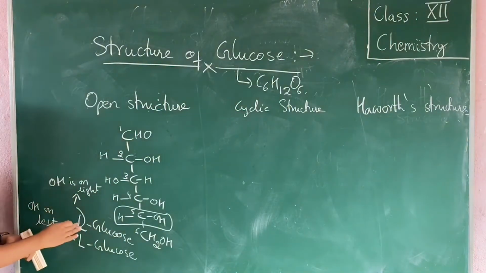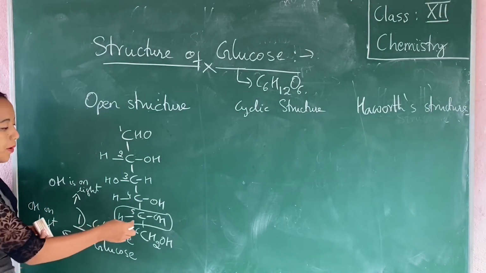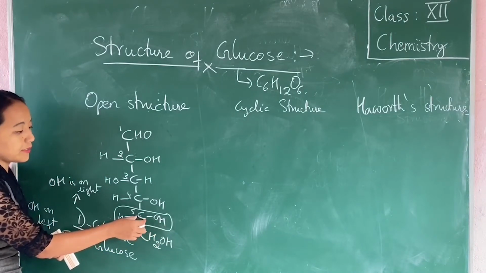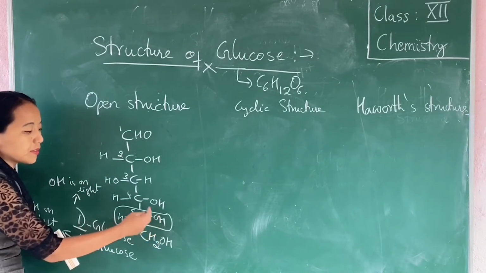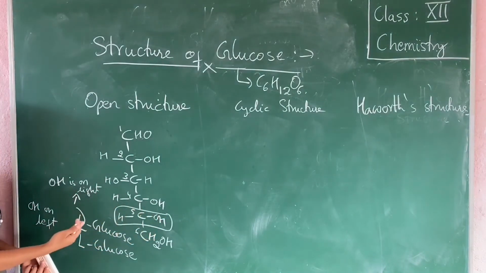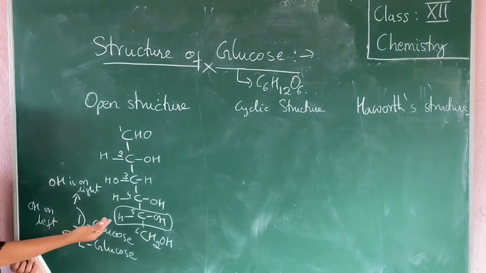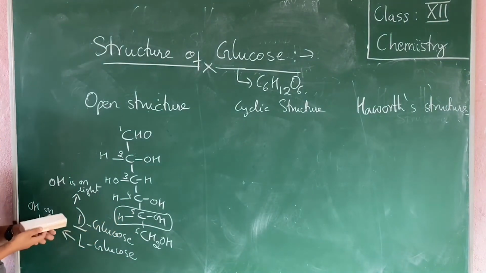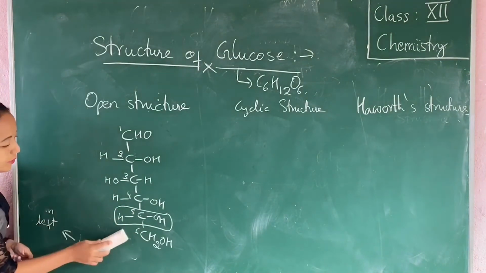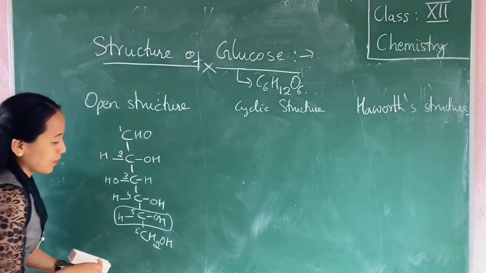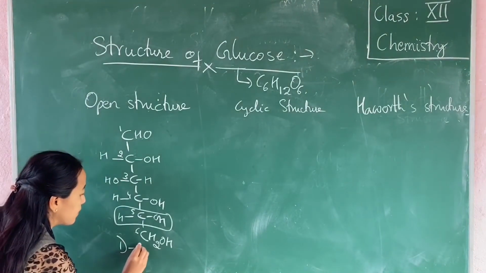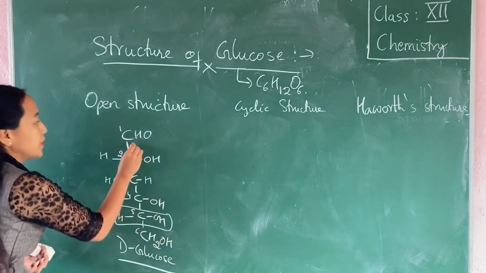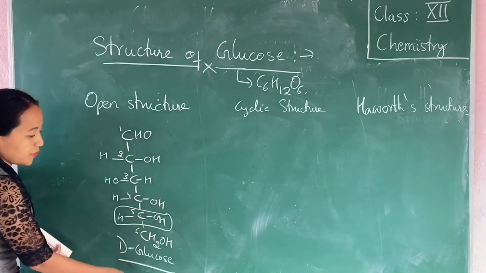So D-glucose and L-glucose, depending upon the hydroxyl group which is present on the fifth carbon atom. If this OH is present on the right hand side, we give the name D-glucose, and if the OH is on the left hand side, we give the name L-glucose. So in this case, this is D-glucose. So this is the open structure of D-glucose.